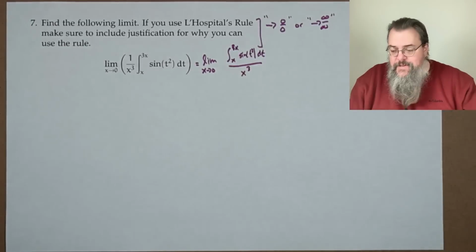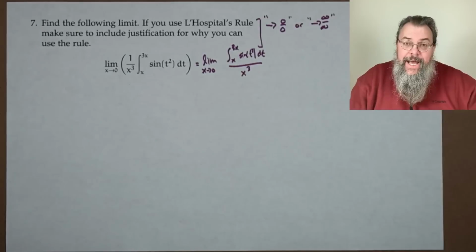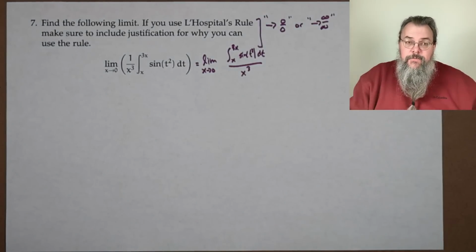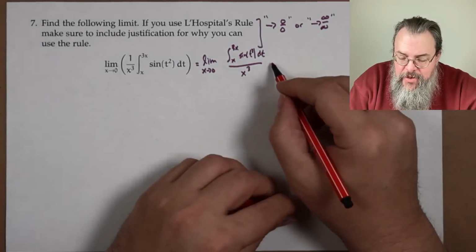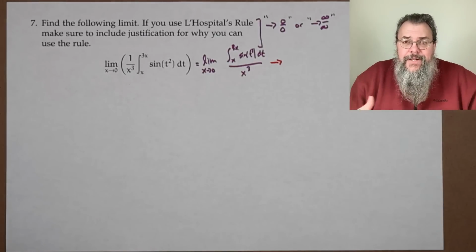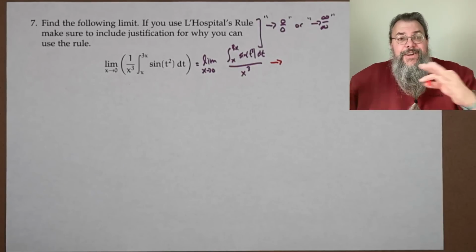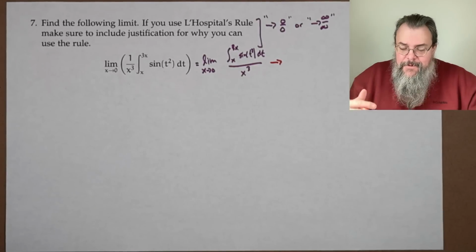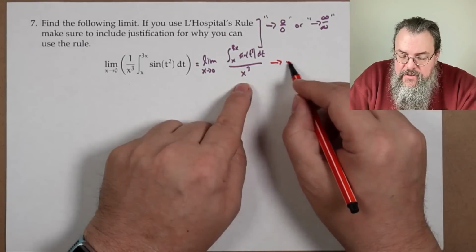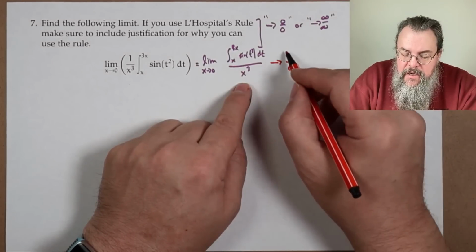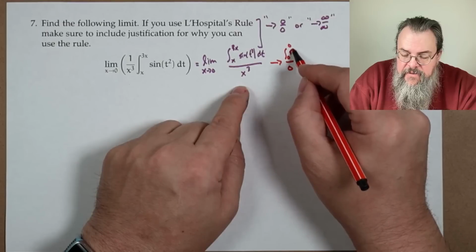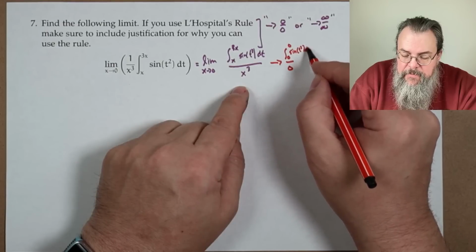Now, let's talk about what's currently happening with this limit. When we plug in 0, because the first thing you should always do is plug in. If you have an answer, you're done. It's only when you don't have an answer that you have to do some more work. So downstairs, 0 cubed, 0, that's no problem. Upstairs, you have the integral from 0 to 0 of sine of t squared dt.